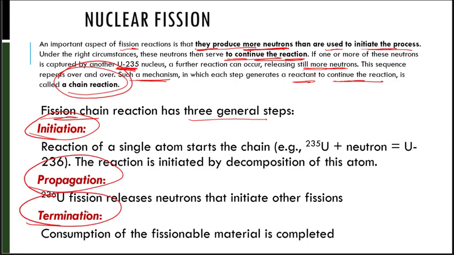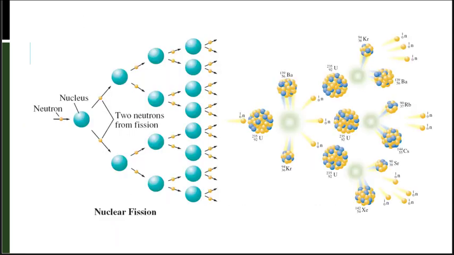And then termination. Eventually, the chain will end. Termination could occur if the reactant, that uranium-235, is used up, or if the neutrons that continue the chain escape from the sample without being captured by that uranium-235. Here are a couple of visualizations showing fission.